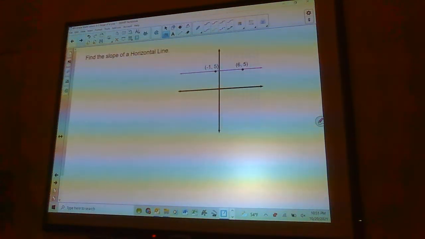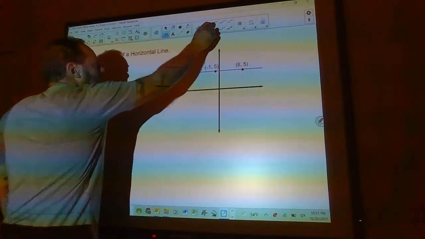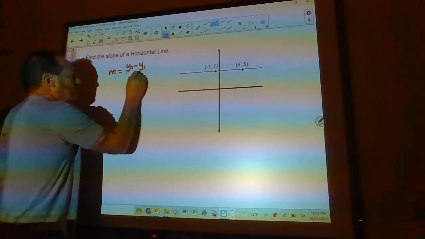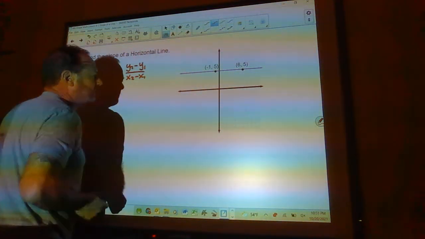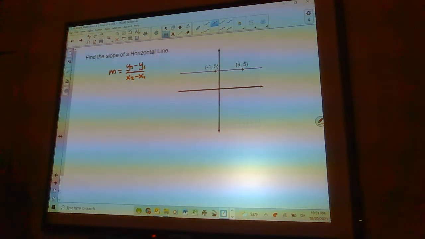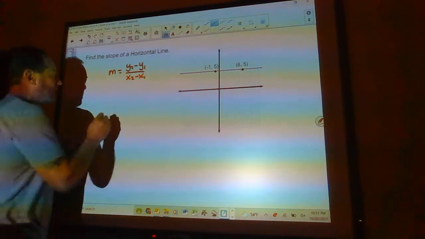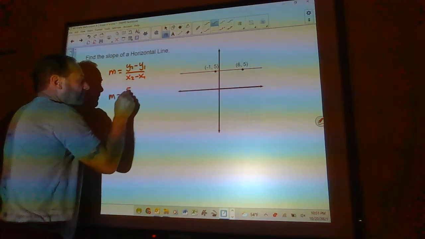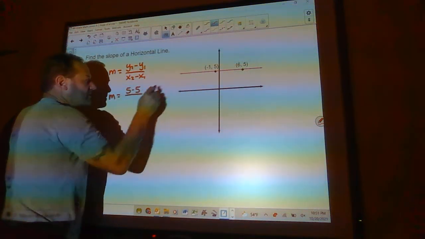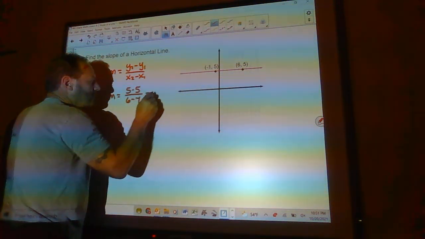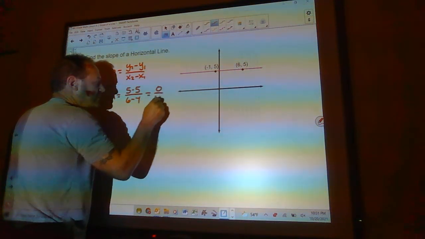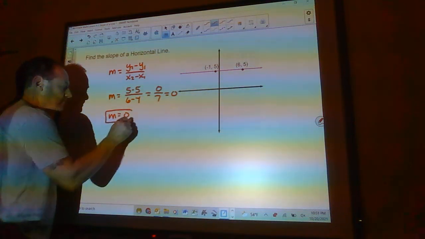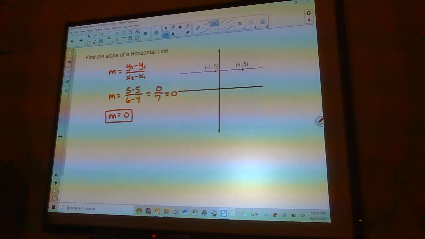Okay, find the slope of a horizontal line. So I can do this just the same way. Remember my slope formula? y2 minus y1 over x2 minus x1. Now you might just remember, hey, the slope of a horizontal line is 0, but we're going to show it right here. So this would be 5 minus 5 over 6 minus negative 1, which is going to be 0 over 7, which is 0. So the slope is 0. Piece of cake.